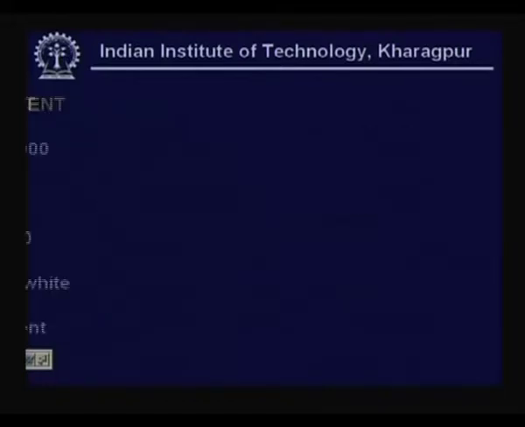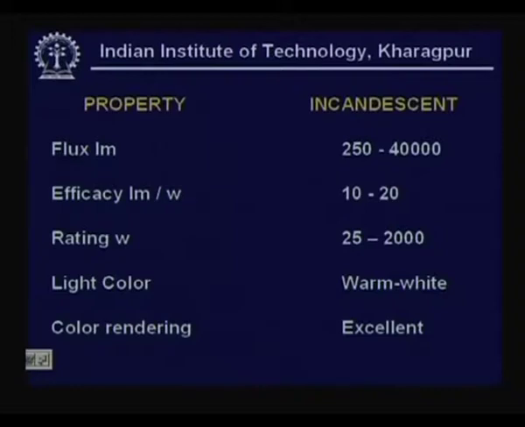Having said so much, we can look at the various properties of the discharge lamps covered so far, that is the sodium vapor lamp, mercury vapor lamp, and the incandescent. We need to compare it with the incandescent lamp for one simple reason, that the incandescent lamp gives a continuous spectrum which is very close to the natural light.